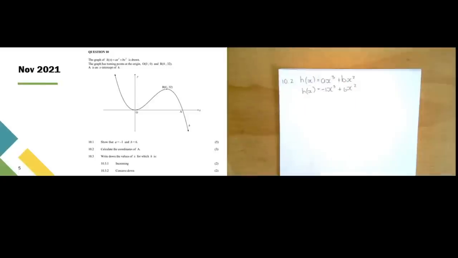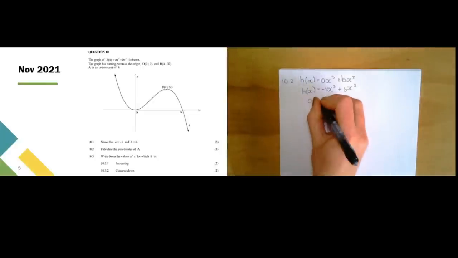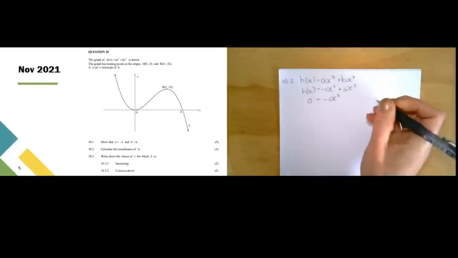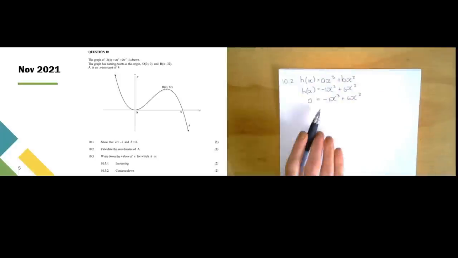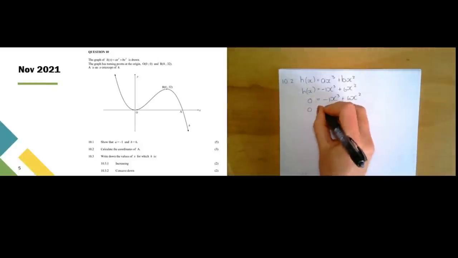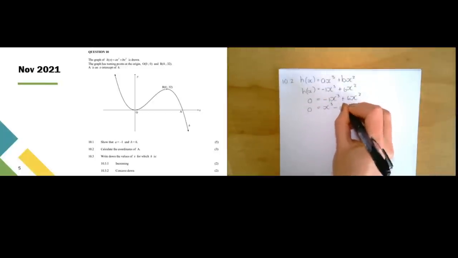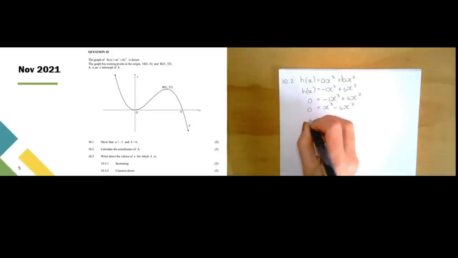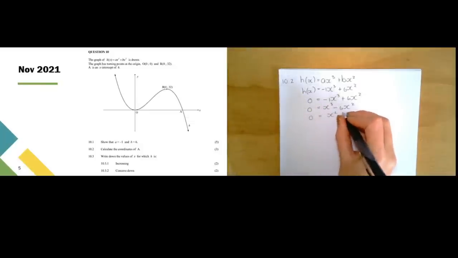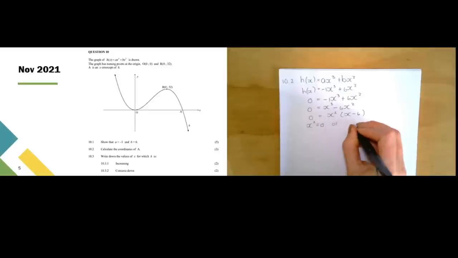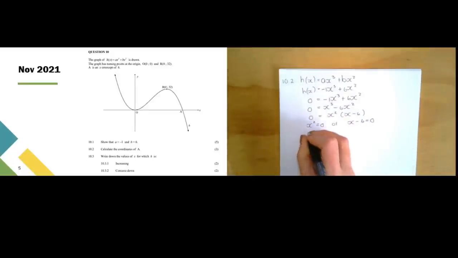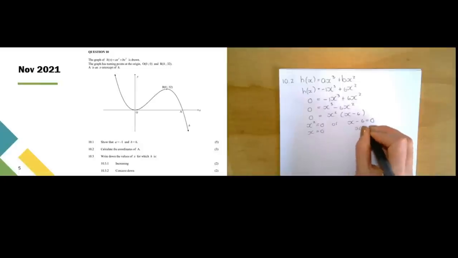So why are they asking me to calculate coordinate A? Coordinate A is an x-intercept. What do I know about the x-intercept? y is equal to 0. So 0 equals negative 1x cubed plus 6x squared. And now I've got to go factorize, but I don't like factorizing with a negative in front, so I'm going to multiply everything with a negative. So 0 equals x to the power of 3 minus 6x squared, and now I can factorize. I can take out a common factor, so x squared brackets x minus 6, so that means x squared is equal to 0, or x minus 6 is equal to 0. The square root of 0 is 0, or x is equal to 6.